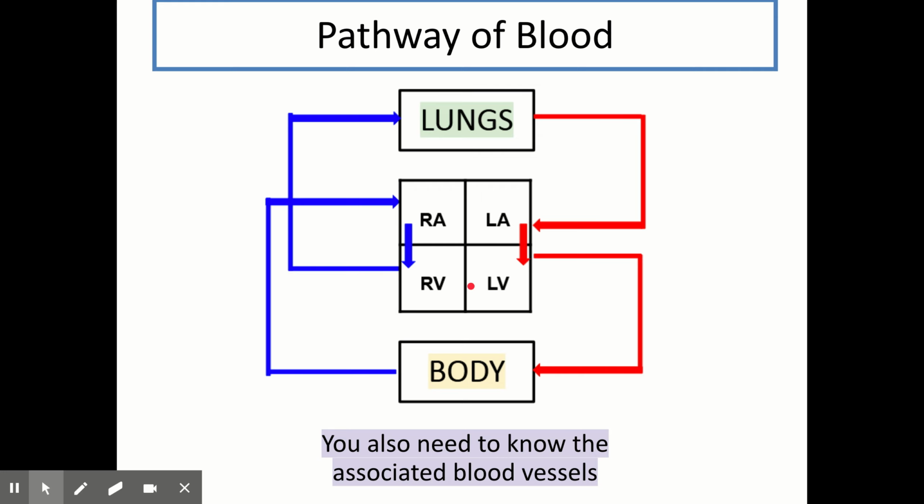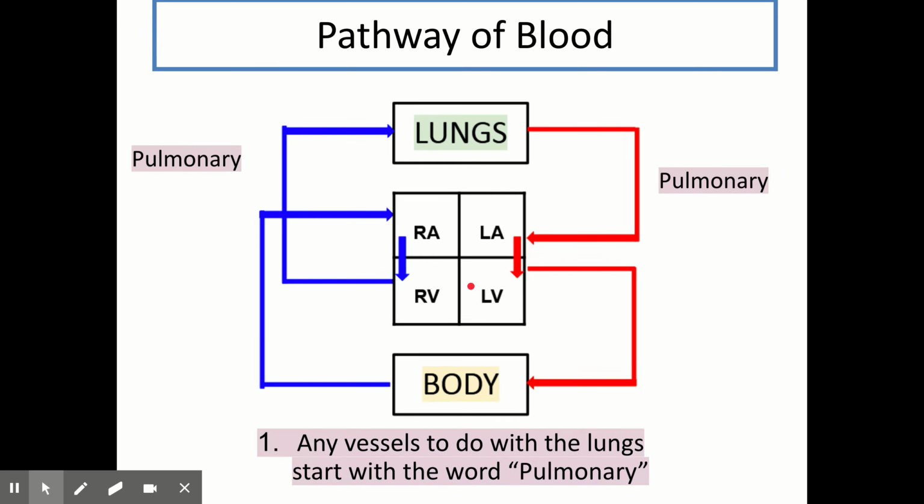So the first rule for labeling the blood vessels on your diagram is that any blood vessels to do with the lungs start with the word pulmonary. For example, you may have heard before about pulmonary embolisms or pulmonary bypasses. These are both to do with the lungs too.